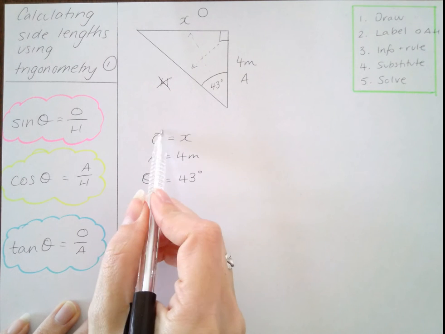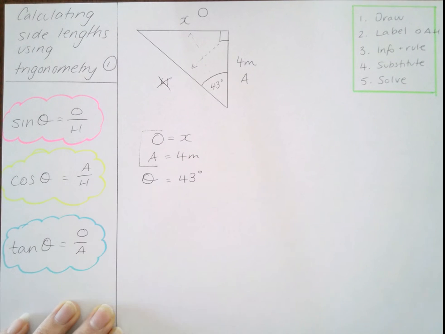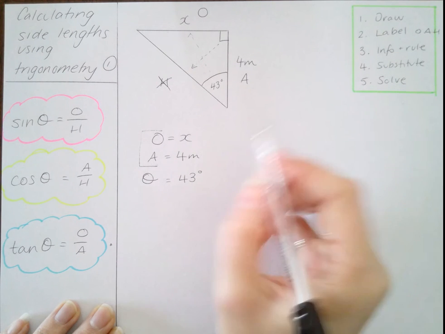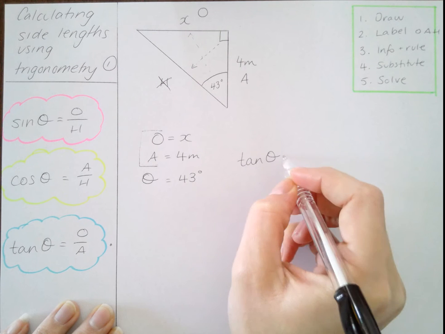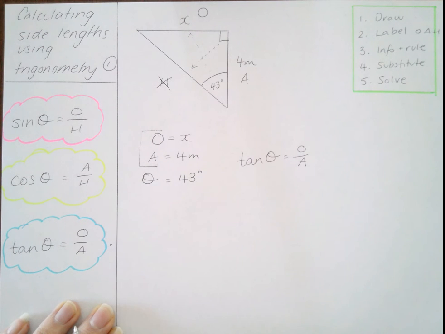Let's have a look. We've got an O and an A, so we need to choose the rule that will fit for that. So the rule that will fit here is tan. So we are going to simply, straight away, write the rule down. The tan of theta equals O on A.